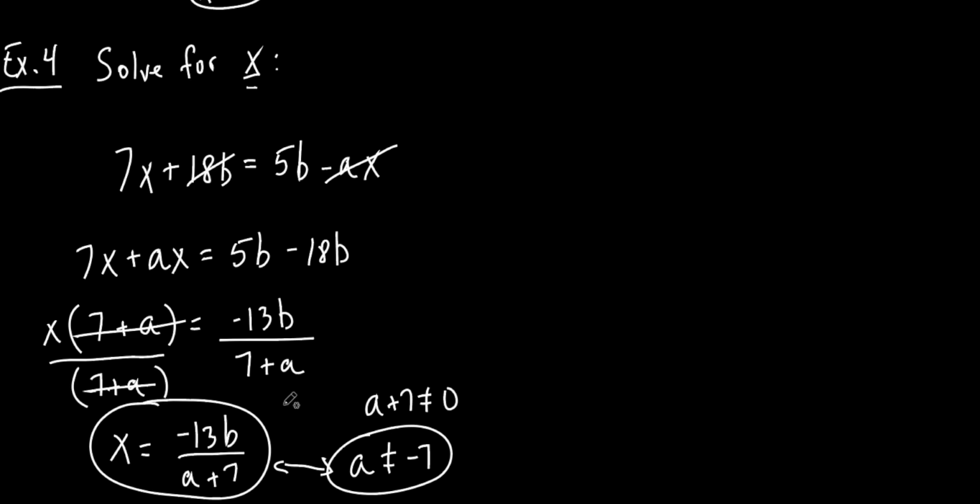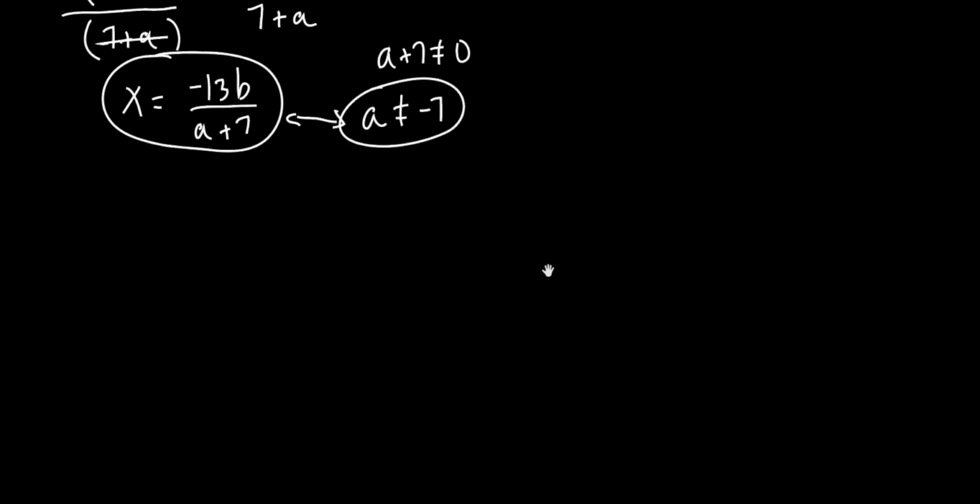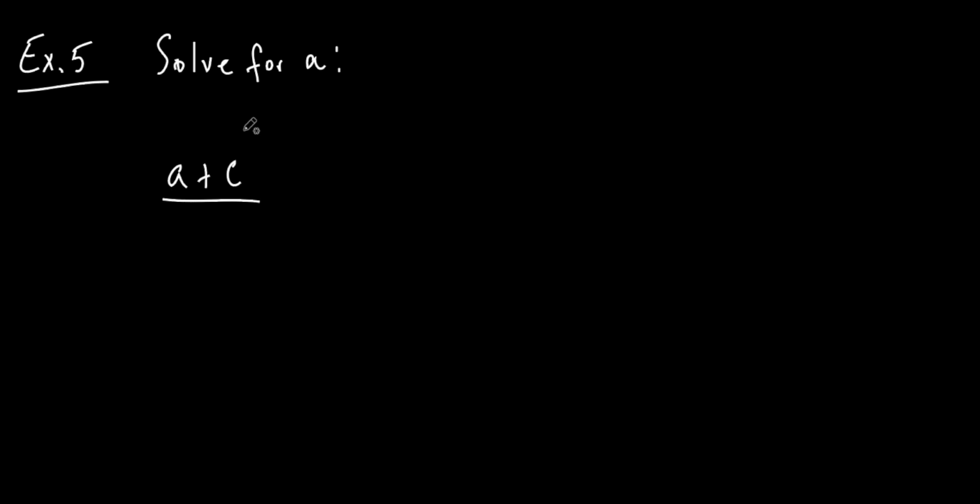Okay? Let's do one more. This one's kind of a combination between the two we just did. This is example 5. And this one says solve for a. So you're going to have more than one variable in here, and you just got to get the a by itself. So here we go. This one barely has any numbers in it at all.